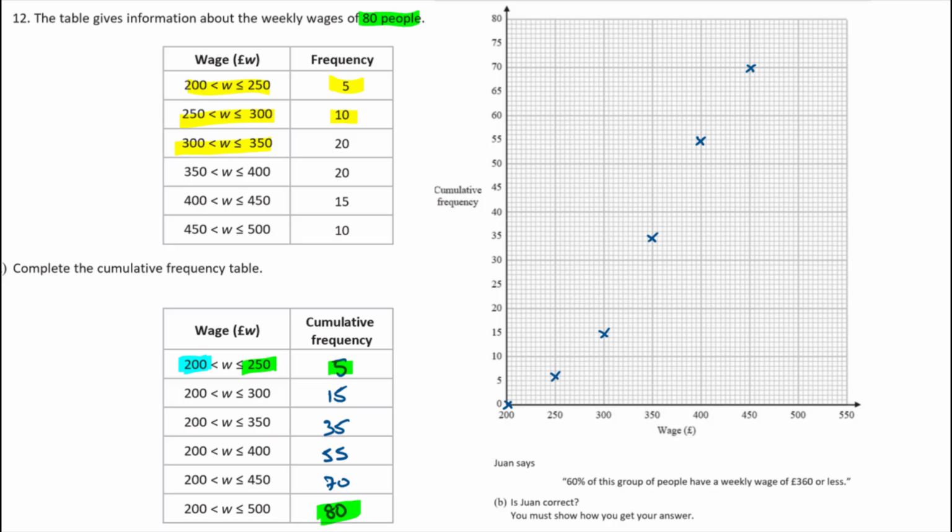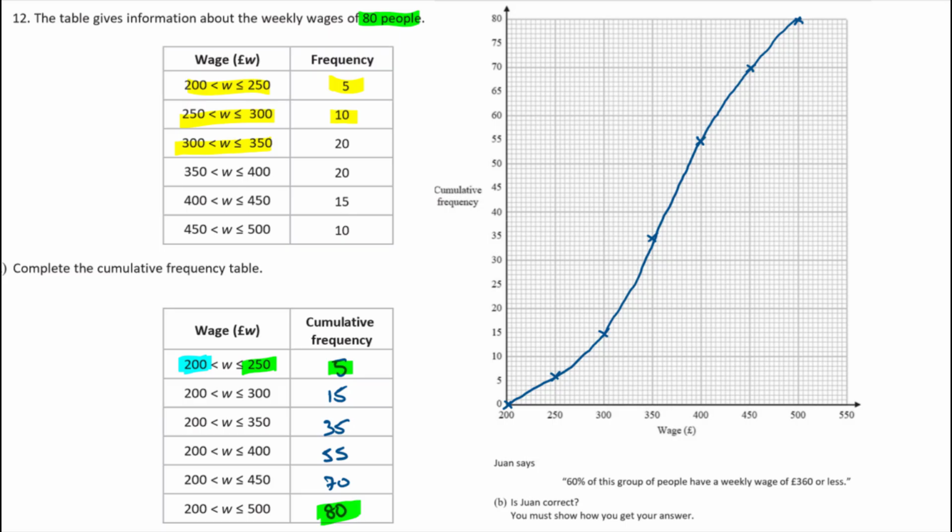Now it should give you a kind of familiar S-shaped curve. I'm going to actually join these points up in that curve, just as close as you can through each of the points. Okay, it should flatten out at the top. Okay, so that's my cumulative frequency curve.